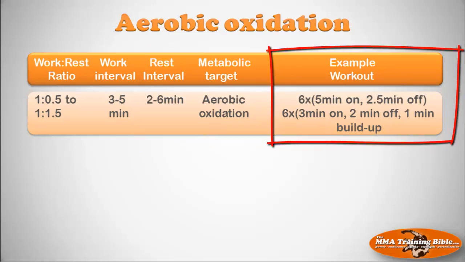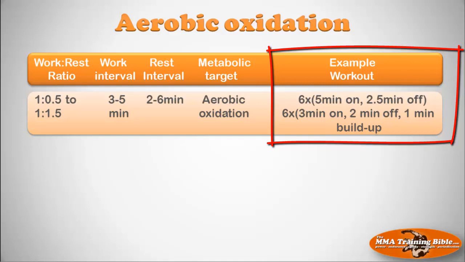So here's an example workout so you know exactly what I'm talking about. Something like 6 times, 5 minutes on, 2.5 minutes off would be an example of a workout that would target aerobic oxidation. Another example, 6 times 3 minutes on, 2 minutes off with a 1 minute build up. So let me explain what I'm talking about here.